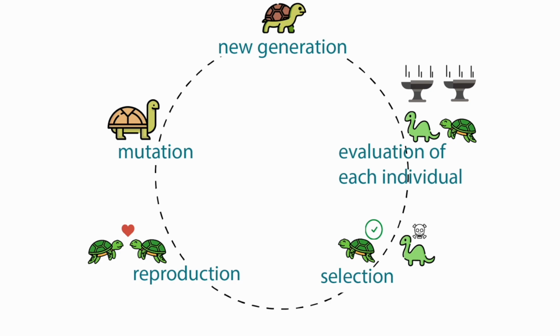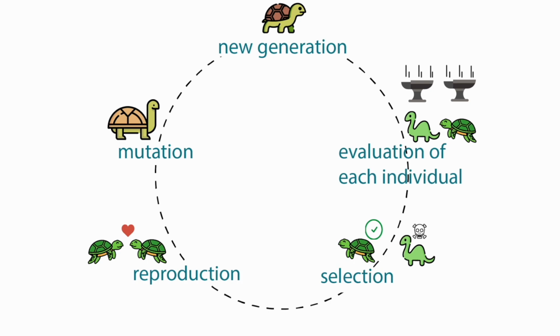Finally, we replace the old population with the new offspring, and we do this repeatedly, generation after generation. We keep repeating these steps until a termination condition is met. Either we found an optimal solution, or the overall population is not getting any better generation after generation. That really depends on the type of problem you're trying to solve.